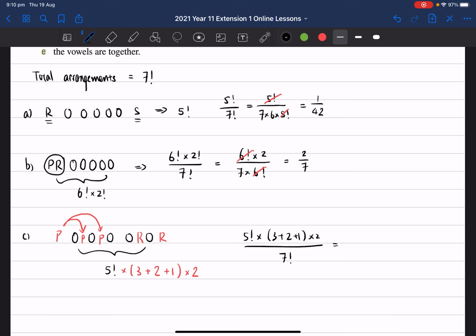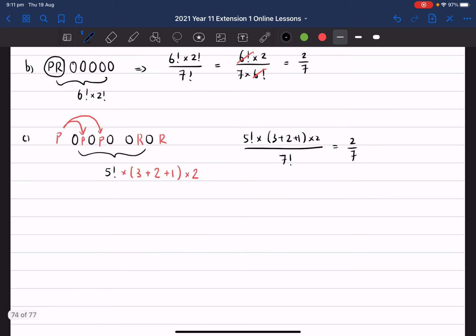Just using the calculator and work out the answer. Alright, after calculation, the answer is equal to 2 out of 7. Okay, so that's how you do it. Alright, let's move on to question D.